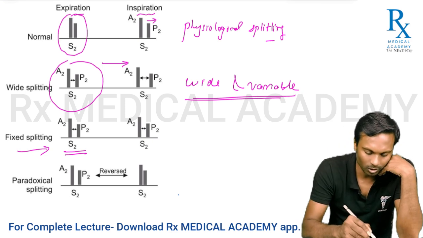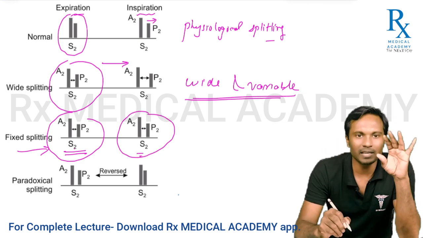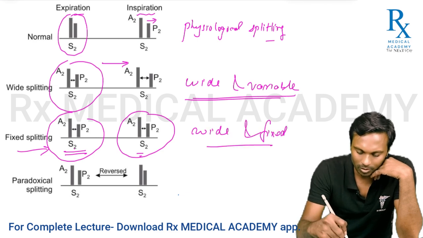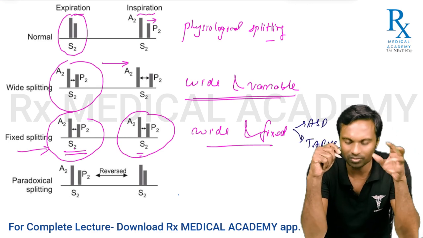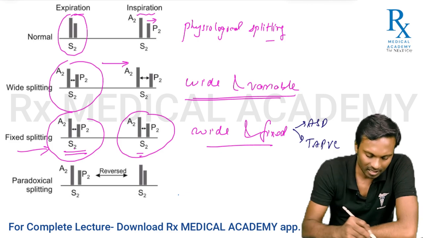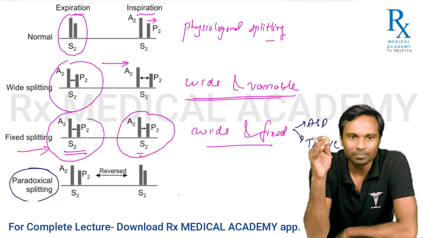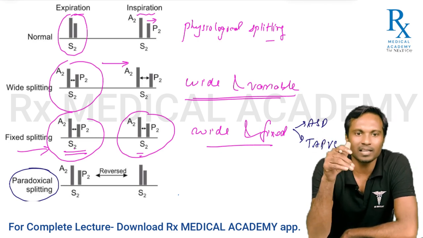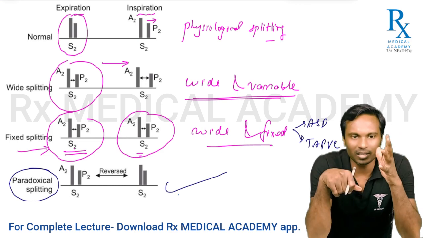See, in expiration also there is this much splitting, in expiration also the splitting is the same, splitting is present, but it is wide and fixed. So you will need to remember two cases: one is ASD, second is TAPVC, that is total anomalous pulmonary venous connection. See, in a few cases, sometimes A2 can be very delayed and P2 can come very early. So there will be reverse splitting, right? That is known as paradoxical splitting, seen mainly in case of severe aortic stenosis.